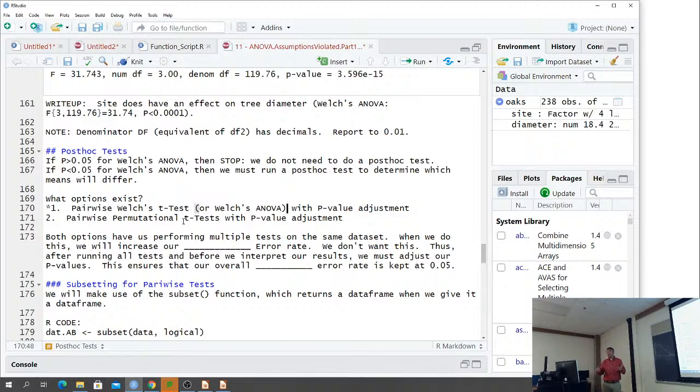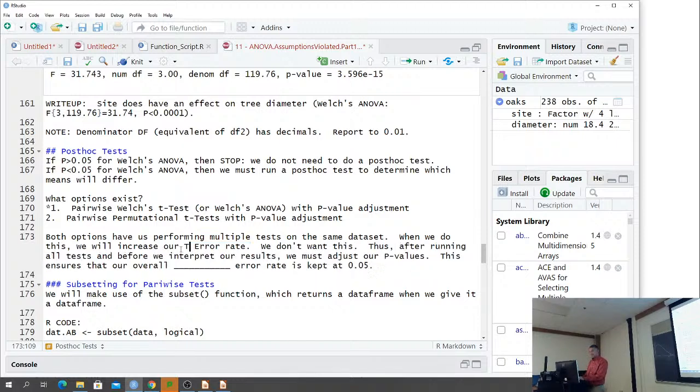One variable in our data set multiple times. In this case, we've got sites, like site A, site B, site C. We're going to compare site A to site B, then A to site C, and A to site D. We're reusing that A group, site A, multiple times. When we do this, what error rate is going to be increased? Yeah, our type 1 error rate is going to increase. And we don't want that.